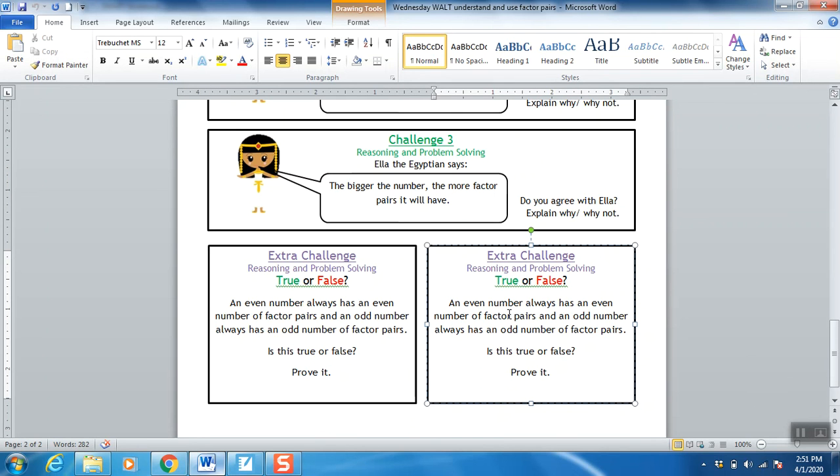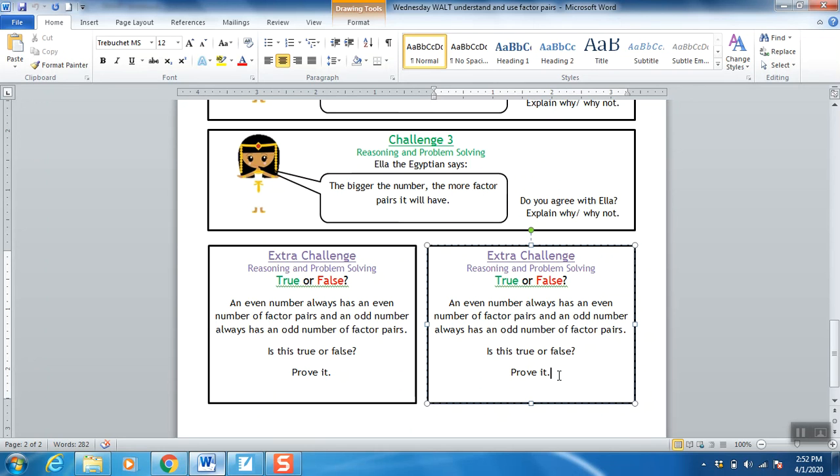And this last one here, reasoning and problem solving, true or false. An even number always has an even number of factor pairs, and an odd number always has an odd number of factor pairs. Is this true or false? Prove it. So what you'll have to do is find even numbers and find all the factor pairs of them. So you might write the number 28 is even. Find all the factor pairs of 28.